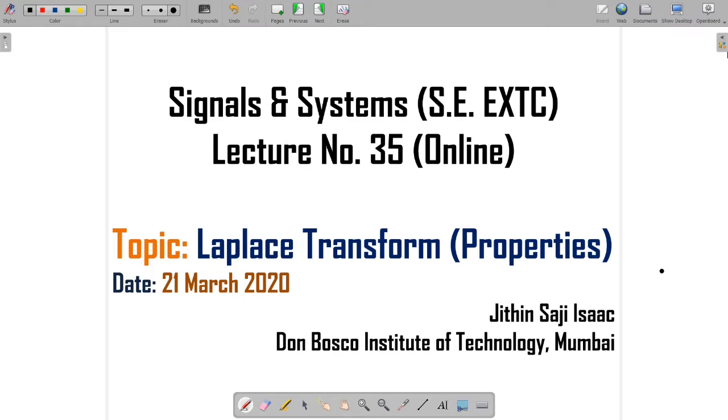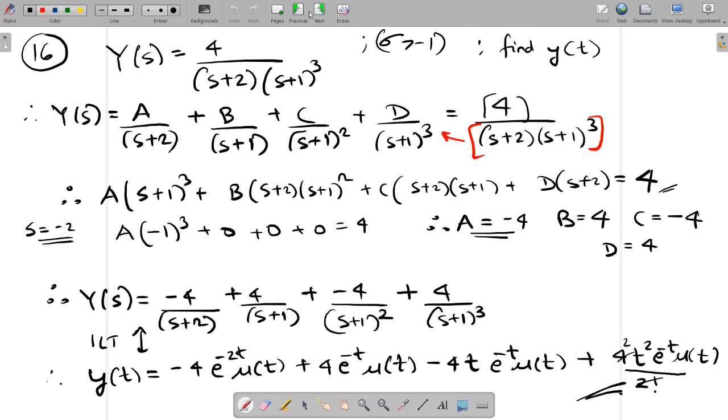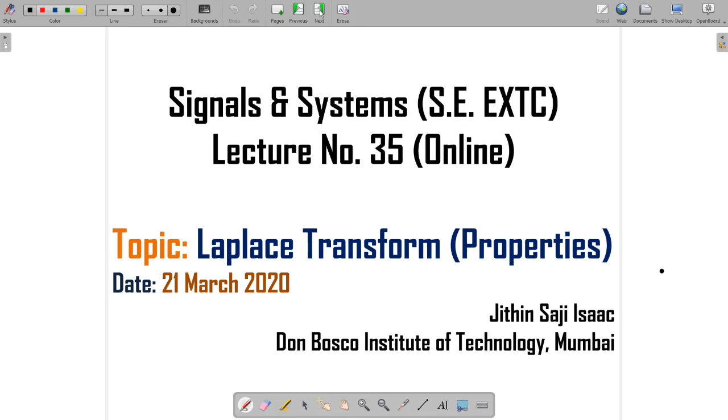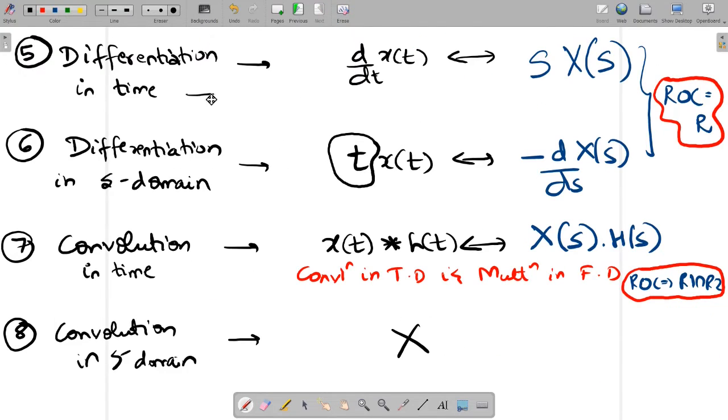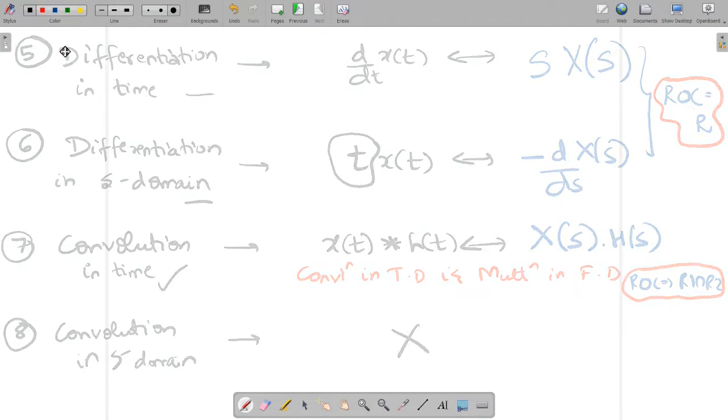Welcome back to lecture number 35. We are continuing with Laplace transform properties. So in the earlier lecture we finished off with sum number 16, now sum number 17. So we have finished off these 6 properties. Now we will see the convolution in time property. Sum number 16.